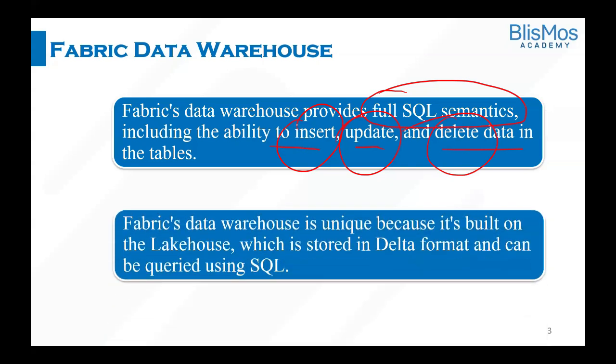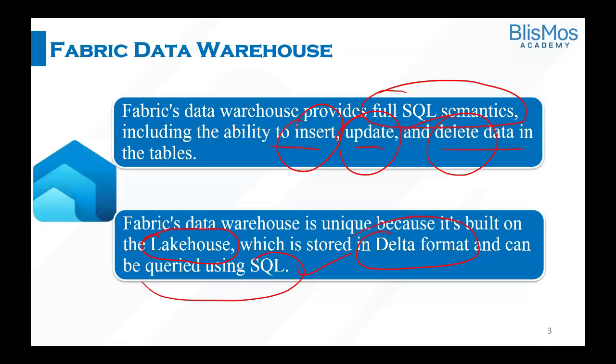One important aspect of the Fabric warehouse is that it is built on top of the lakehouse. We already have covered the lakehouse. Lakehouse stores the data in delta format, and it can also be queried by using SQL. The underlying component of the data warehouse is the lakehouse only, and the lakehouse further stores the data in delta parquet files. You are with me, right? That is another change here, as compared to the traditional data warehouses.